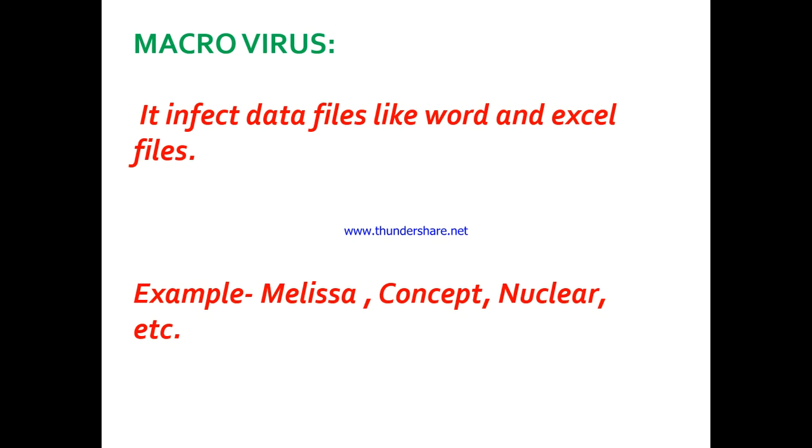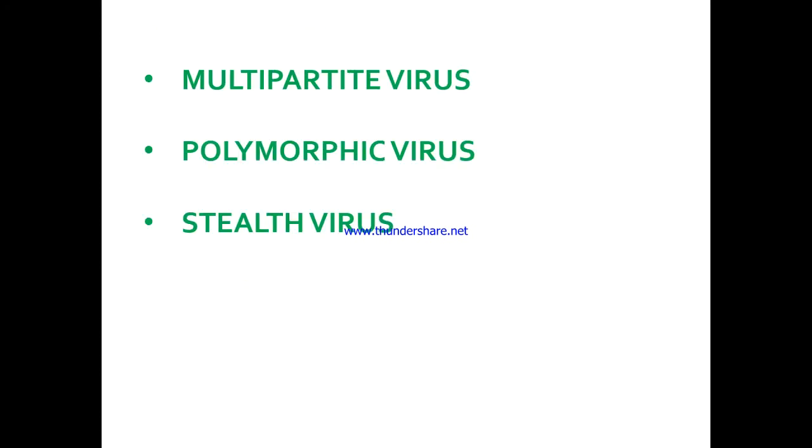Now let's go with the other three viruses: multiparite, polymorphic and stealth. Multiparite is also a fast spreading virus and it is often very difficult to clean. This is a hybrid virus: it affects both the boot sector and the program sector. So multiparite is fast in spreading.